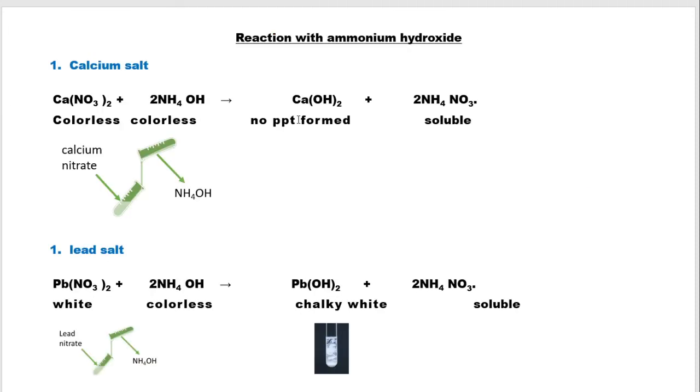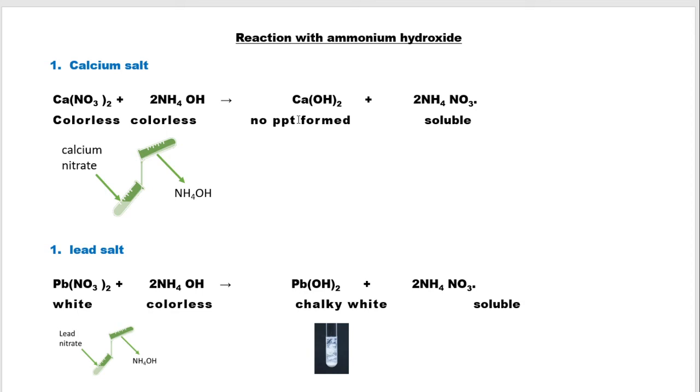We will also distinguish metals using ammonium hydroxide. Ammonium hydroxide is a comparatively weaker base than sodium hydroxide. Same reaction will occur in case of sodium hydroxide. When we were identifying calcium salts, it formed a white precipitate. But when you are using ammonium hydroxide, no PPT was formed. So you can easily identify calcium salt. There is no reaction between calcium salts and ammonium hydroxide.